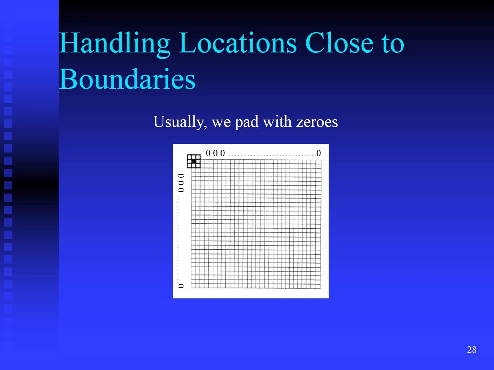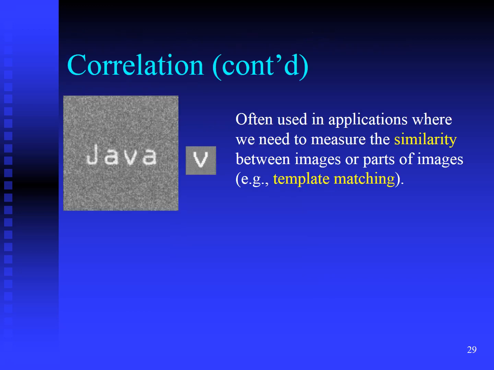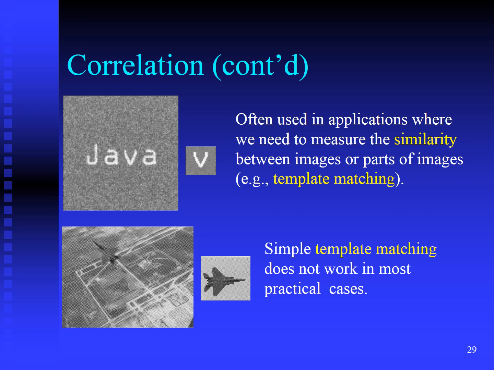So this is called padding. Mostly ghost pixels have value 0, so they do not contribute to the output. Correlation is often used in applications where we need to measure the similarity between images. Simple template matching does not work in most real cases.